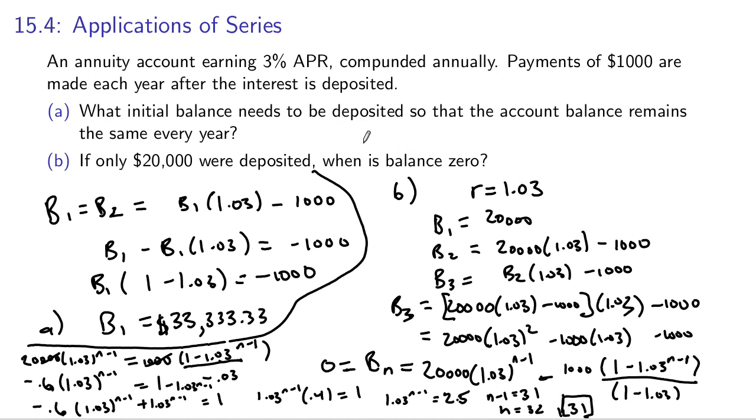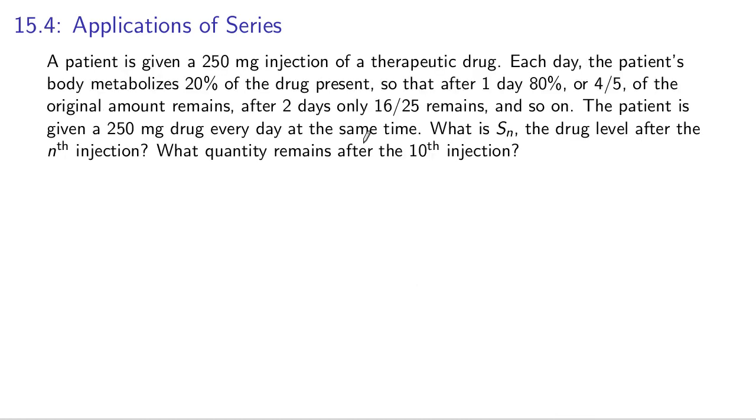So we would have 31 years before we run out of money. A patient is given a 250 milligram injection of a therapeutic drug. Each day the patient's body metabolizes 20% of the drug present, so that after 1 day 80%, or 4/5, of the original amount remains. After 2 days 16/25 remains, and so on. The patient is given a 250 milligram drug every day at the same time. What is S sub n, the drug level after the nth injection?